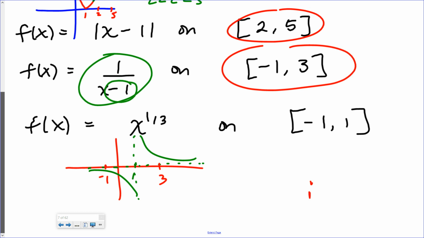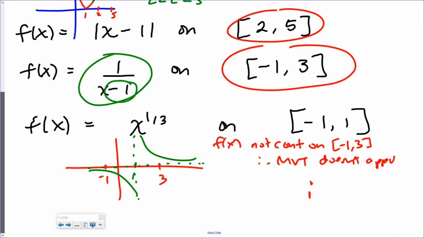No. Okay, so what would I write if this were an MVT problem? I would write the function is not continuous on, and then closed interval, right? So therefore, MVT doesn't apply. Would it be correct to say the function is not differentiable either? Is the function differentiable here? What do I have? Sharp turn, vertical tangent, any discontinuity. What are the discontinuities? Jump, crazy oscillation, infinite asymptote, infinity. This is an infinite asymptote. It's a vertical asymptote, okay? So you could also say the function is not differentiable because of the vertical asymptote.